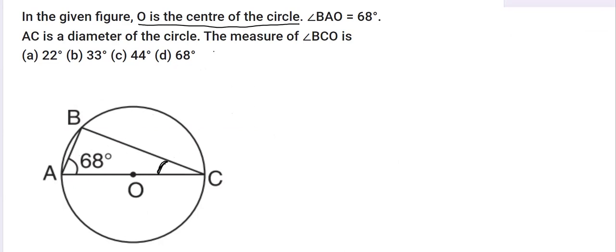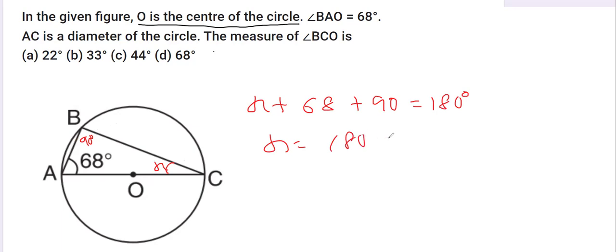Well, we should know that AC is the diameter, so we can use the property that the angle in a semicircle is a right angle. So this angle will be 90 degrees. That is the angle in a semicircle. Now you can use the angle sum property. If I take this angle as x, then x plus 68 plus 90 is equal to 180 degrees. So x is equal to 180 minus the sum of these, which is 158. So this angle is 22 degrees. So this is the correct answer.